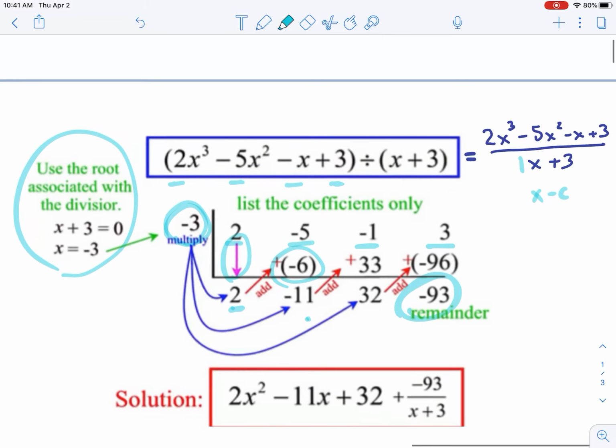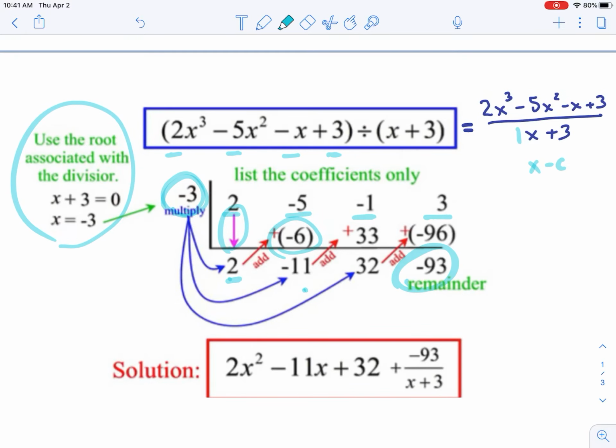And so my answer, if the remainder is 0, that means that my polynomial is divisible by my divisor. But if I have a remainder, then I would have -93 over my divisor, x plus 3. Another thing worth noting is that this is a cubic divided by a linear, so I would expect it to be quadratic. It's power 3 divided by power 1, I would expect it to be to the power of 2.